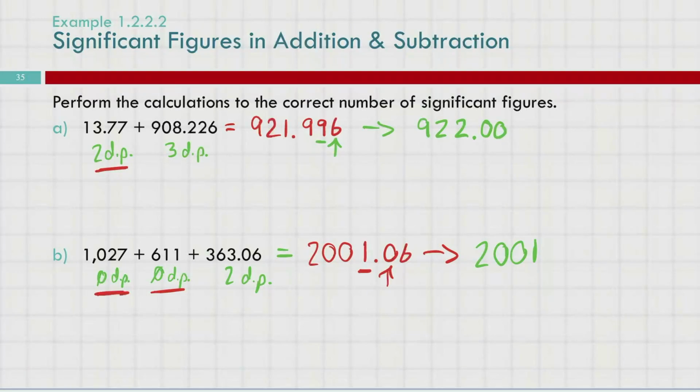Questions about either of those? So 2 different rules. We've got multiplication, division. We care about the fewest number of significant figures. Addition, subtraction. Here we care about the fewest number of decimal places. Individually, independently, not confusing.